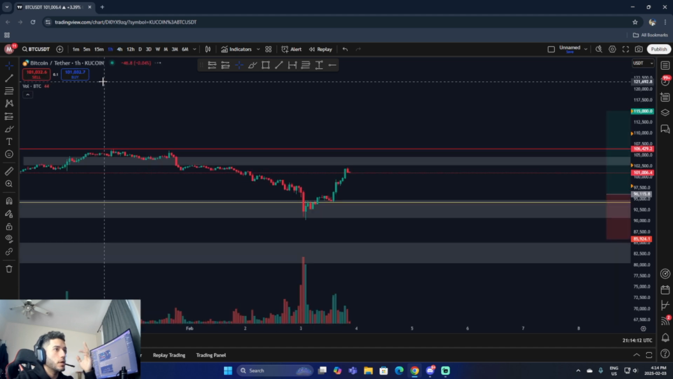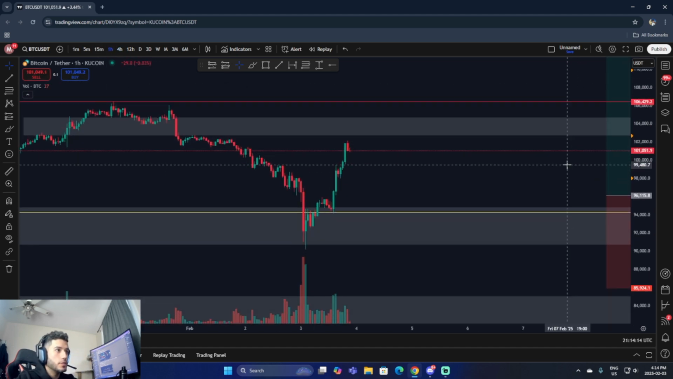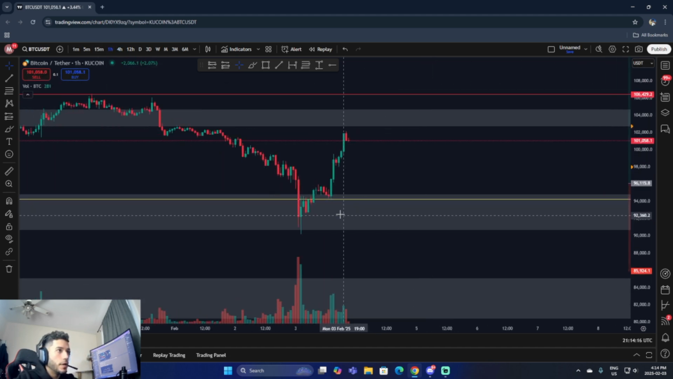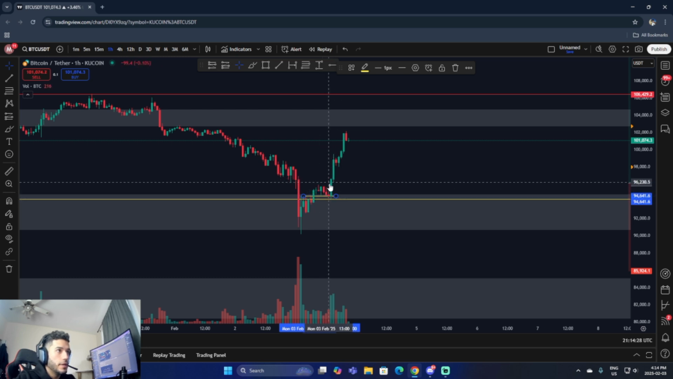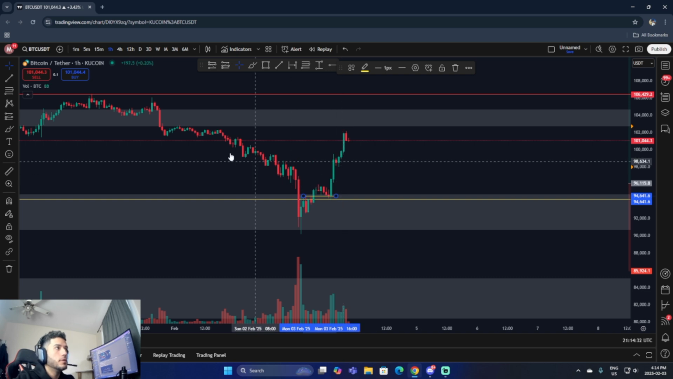So I went into the 1H, and on the 1H we got this displacement here with a strong close above previous highs that came back down and retested, and then we broke above. My entry was literally on this candle, and so far so good.